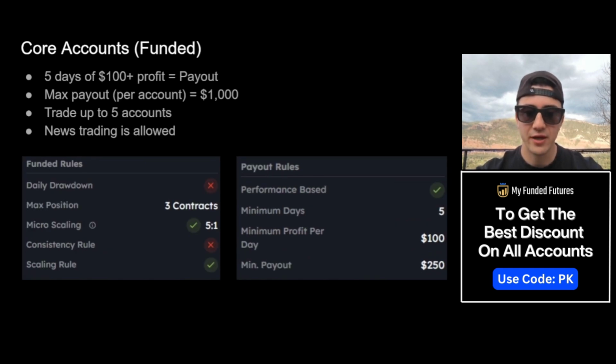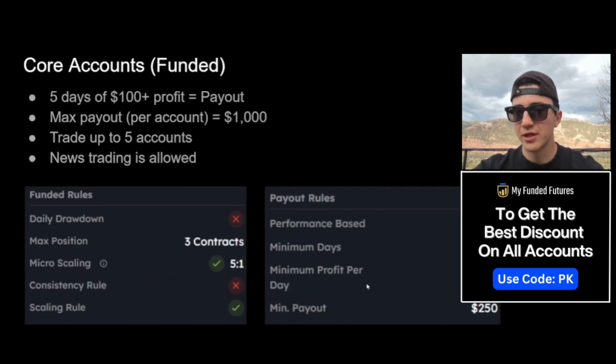In order to get a payout, you need at least 5 days of at least $100 in profit. Those days do not need to be consecutive. However, you just need 5 total days where you make over $100 in profit. Your maximum payout per account is $1,000, and like I said, you can copy trade up to 5 of these, and also news trading is allowed for this account type. Also, there's no consistency rule for the core account funded phase.